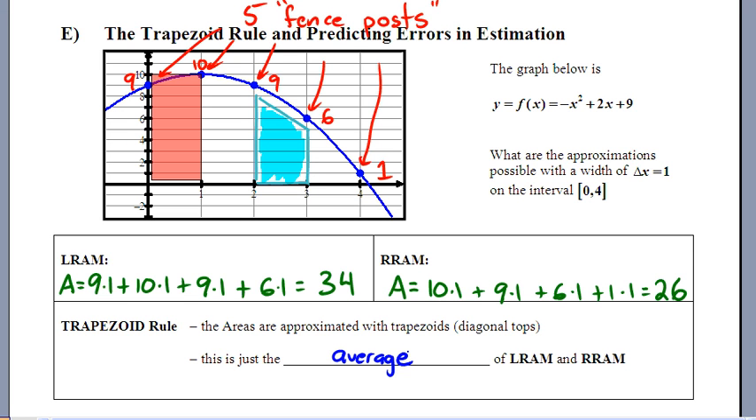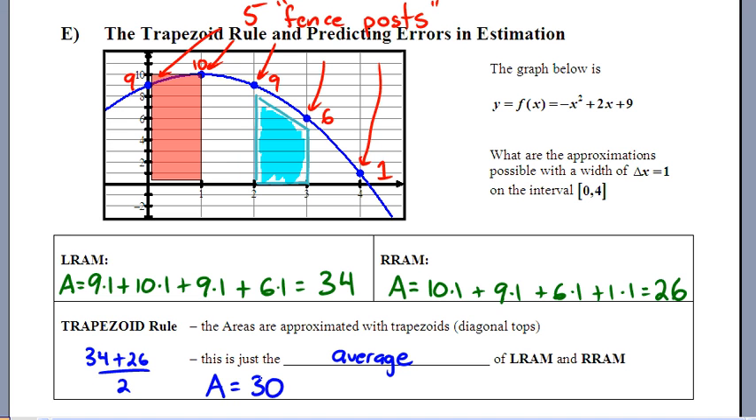So all you'd have to do here is just take those two answers, add them up, and divide by 2. So, okay, 34 plus 26 divided by 2. And in this case, the area prediction is 30. And it's usually a lot more precise than the LRAM or the RRAM.